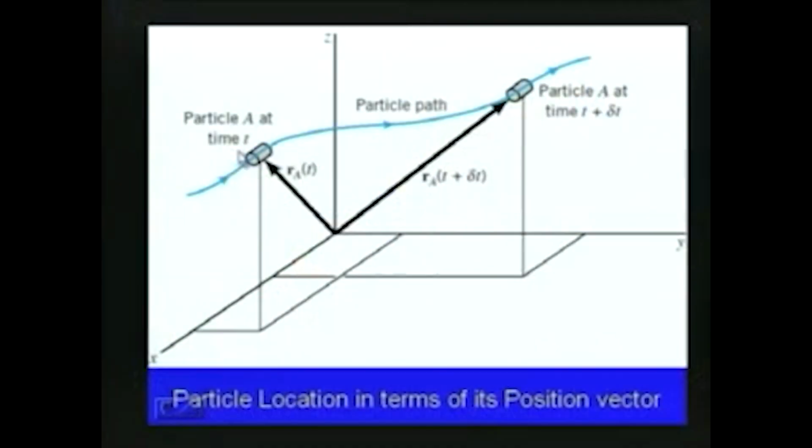So when we represent the velocity, this position will be with respect to the x, y, z coordinates and the current time, and then the new position will also be represented in terms of the new x, y, z and time t. So the particle location is given in terms of the position vector.